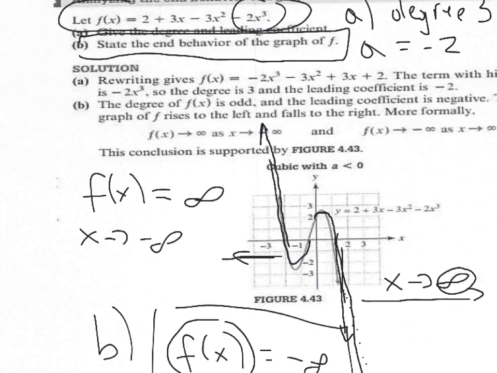This may be a little confusing to you, but you may just have to study this and look at the end behavior. It really means what is happening to the graph when x gets bigger, and what is happening to the graph when x gets smaller. Okay, thank you very much.